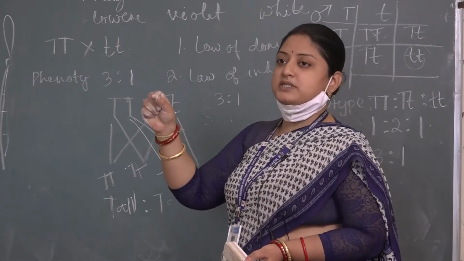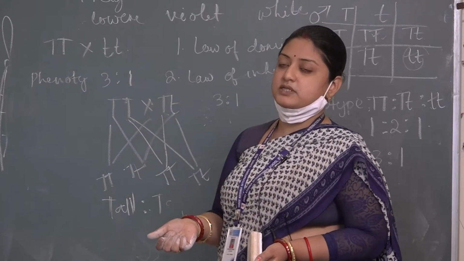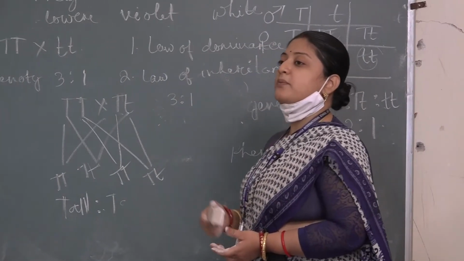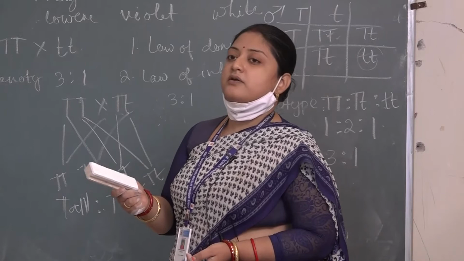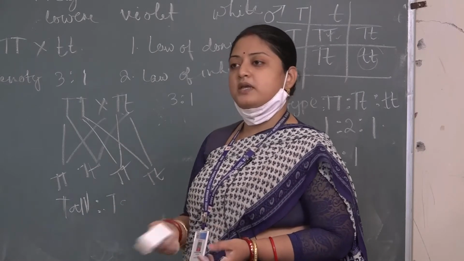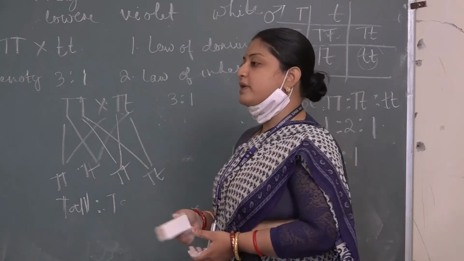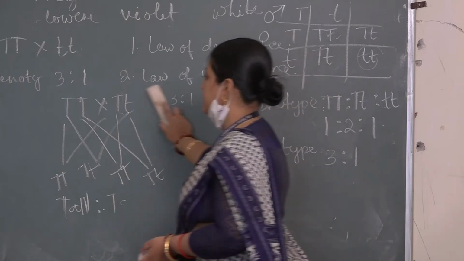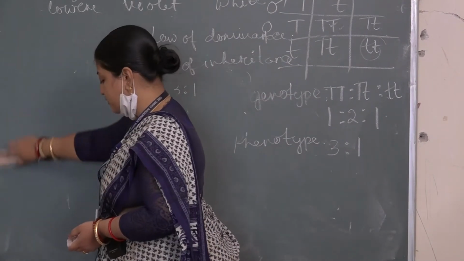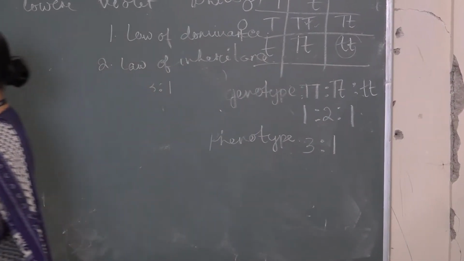If a gene is present in the zygote, then it is going to be expressed. For example, some of the characters we possess from our grandparents, like if grandparents have some disease, that may be transferred to the grandson or granddaughter. This is all because of the law of inheritance. So the second law is your law of inheritance. The third law is your law of segregation. Segregation means separation.